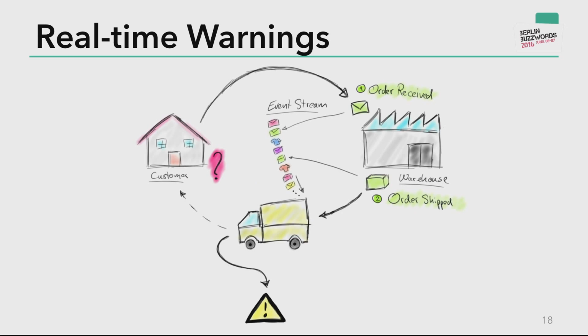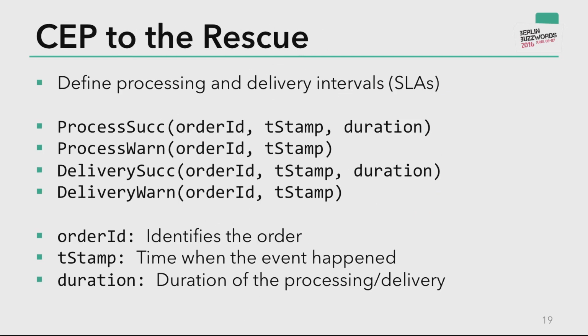Other interesting information would be how long it actually takes from receiving an order to preparing the item to giving it to the delivery service. And that can be done using complex event processing. But first, we have to define for the different processes the service level agreements to distinguish when a process is delayed or when it is successfully completed.